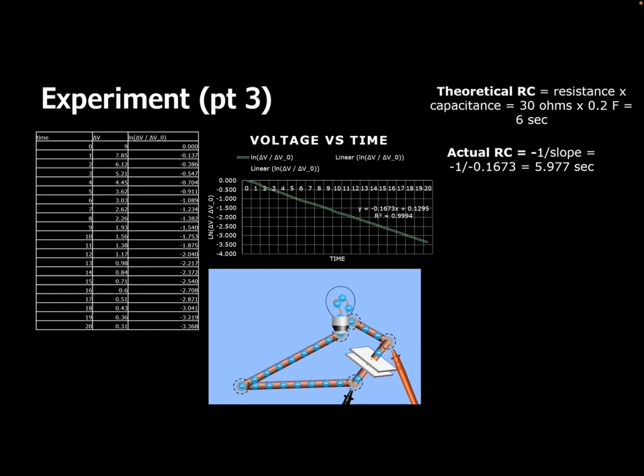In theory, our RC is going to be resistance times capacitance, which is the resistance of the light bulb times the capacitance of the capacitor, and that's 30 times 0.2, which is equal to 6 seconds. And then the actual RC is equal to -1 over the slope of the natural log versus time graph, which is -1 over -0.1673, which is equal to 5.977 seconds, so very, very close, almost equal there.